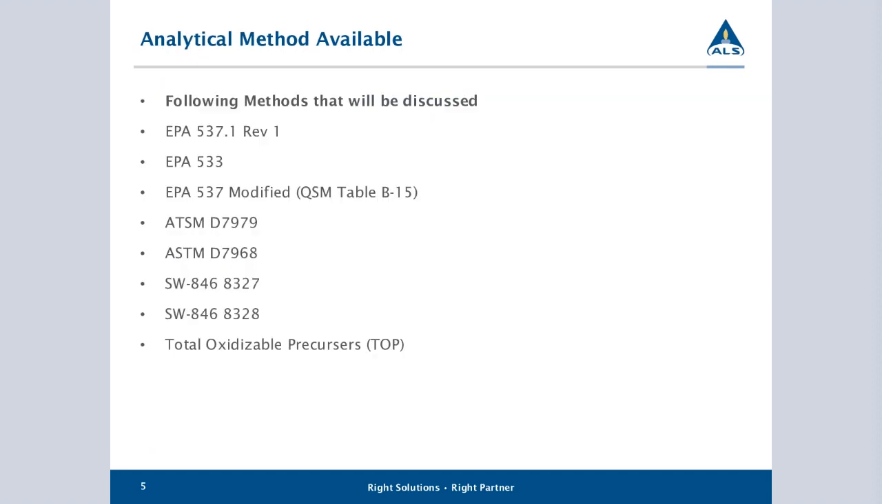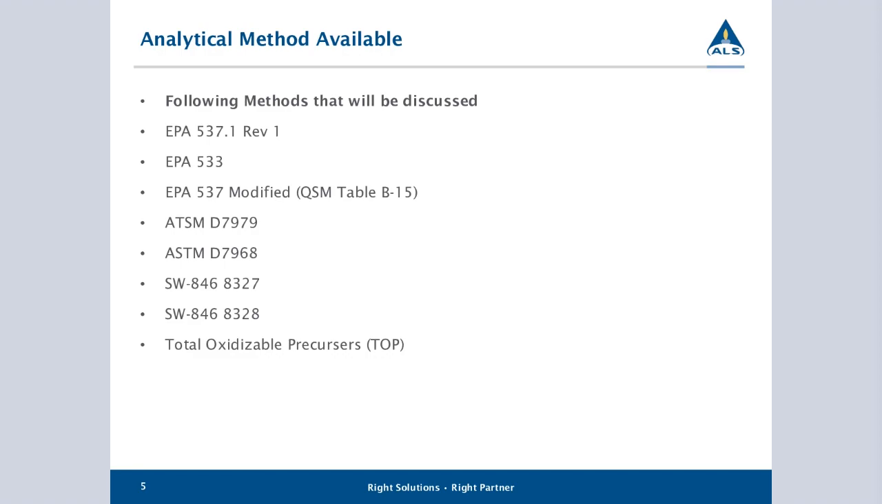Okay, so the methods that are currently available from the United States EPA, and the ones that I will be discussing. I'm not going to discuss 537.1, mainly because it has been revised and is an obsolete method. So we're going to talk about 537.1 revision 1. We're going to talk about EPA method 533, and also 537 modified, along with the QSM table B15 from the DoD QSM.